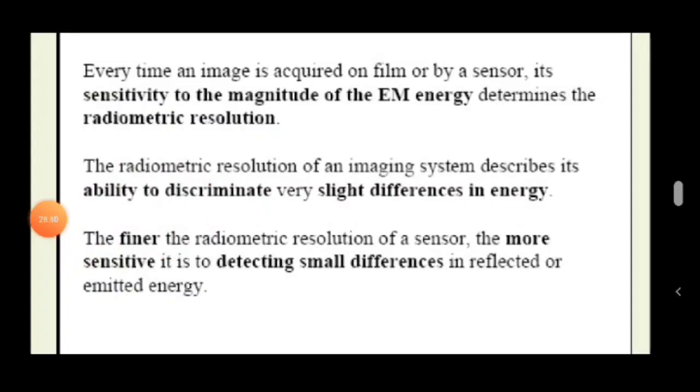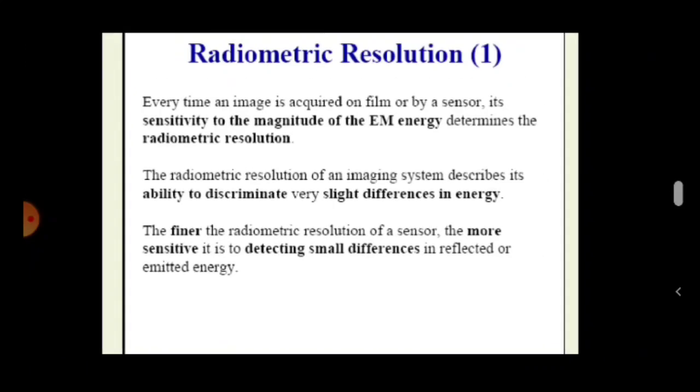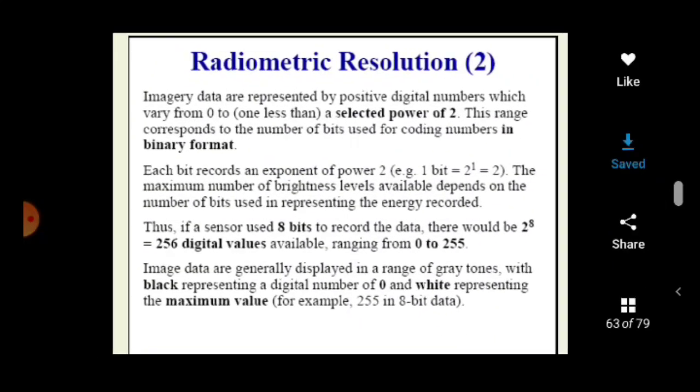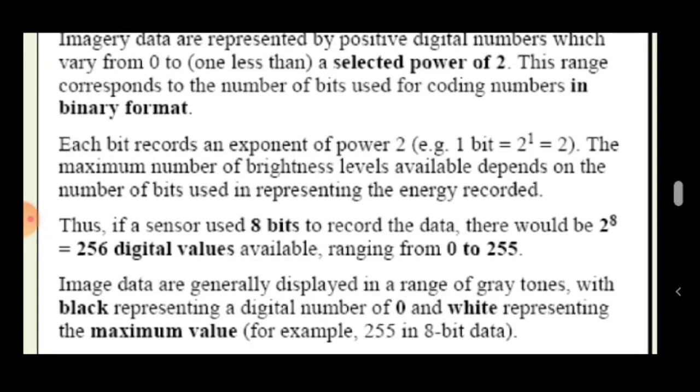The radiometric characteristics describe the actual information content of an image. Every time an image is acquired by a sensor, the sensitivity to electromagnetic energy determines this. It is represented as a power of 2.